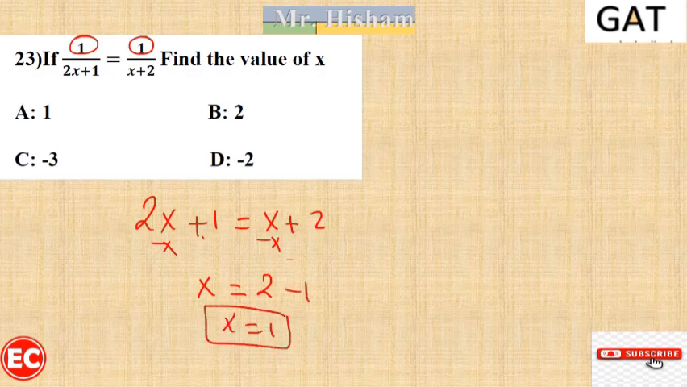If you don't like this method and you want to plug in, start by plugging in the values, and you will figure out that the right answer is 1.